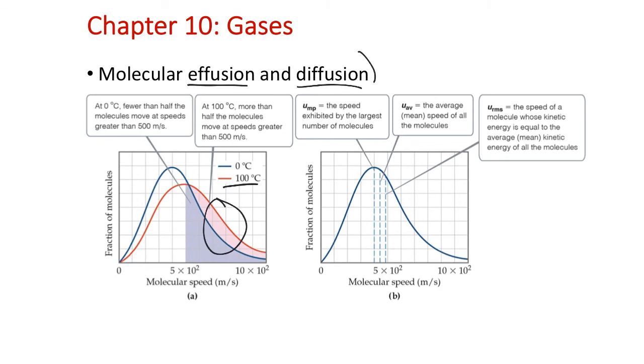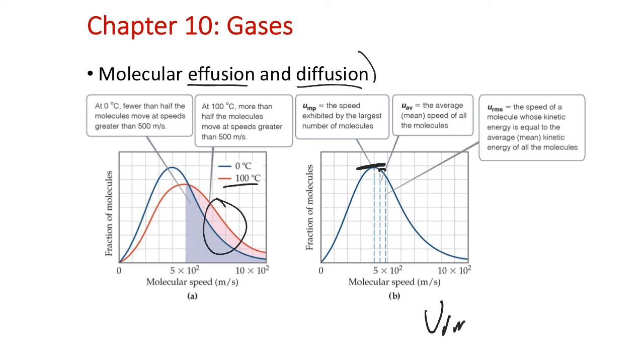One way we can track speed is by comparing things like the most probable, average, or root mean square speed. The speed that's most probable is the top of the curve. Our average is a little bit higher of a velocity. It's the speed at which the average molecules have. So if you just take a simple average of all the molecules, that's the average velocity. And then the root mean square velocity is the speed of a molecule whose kinetic energy is equal to the average or mean kinetic energy of the molecules.